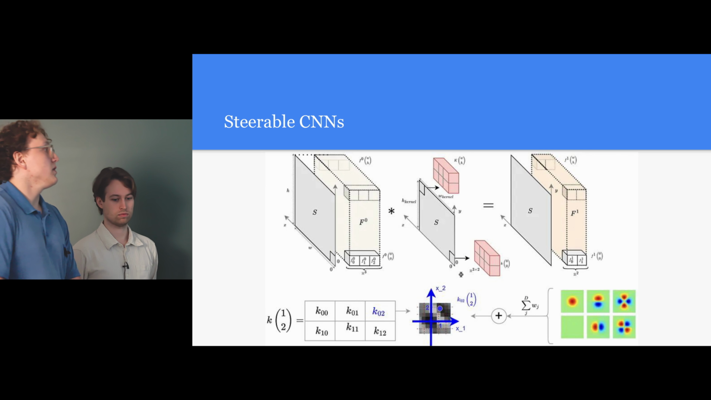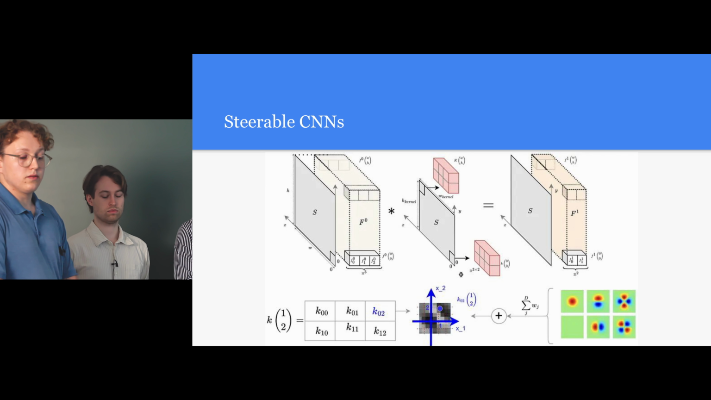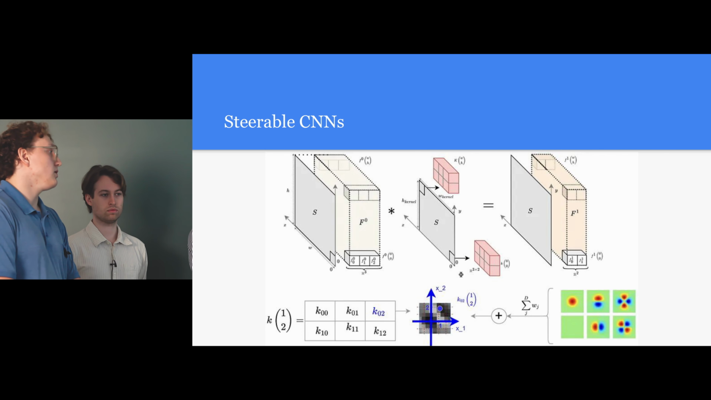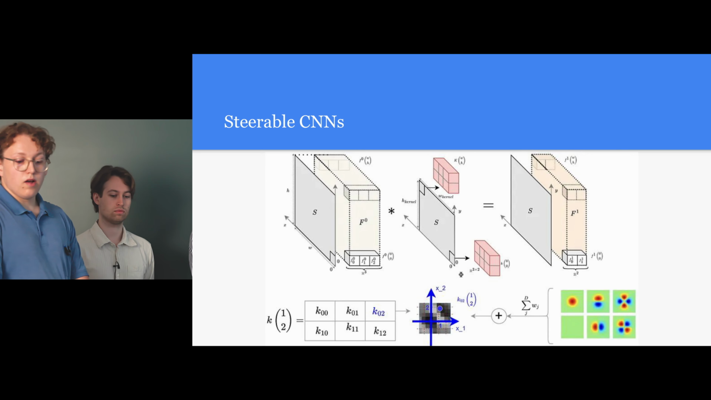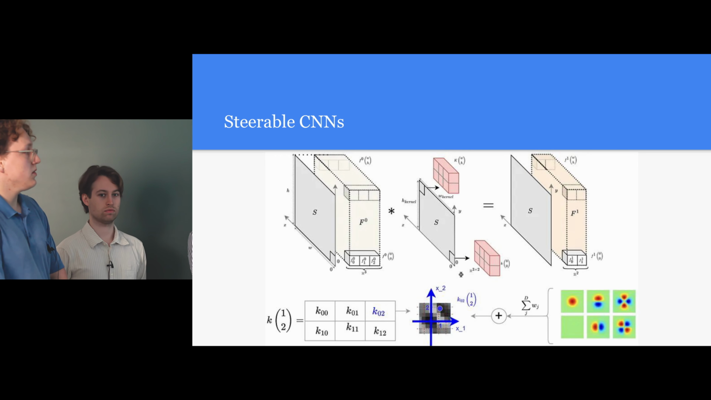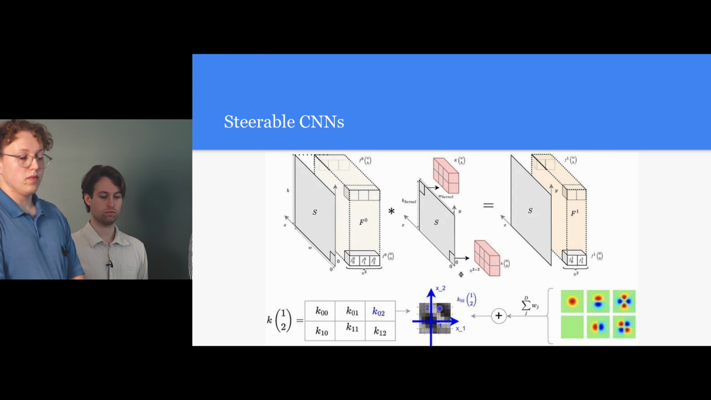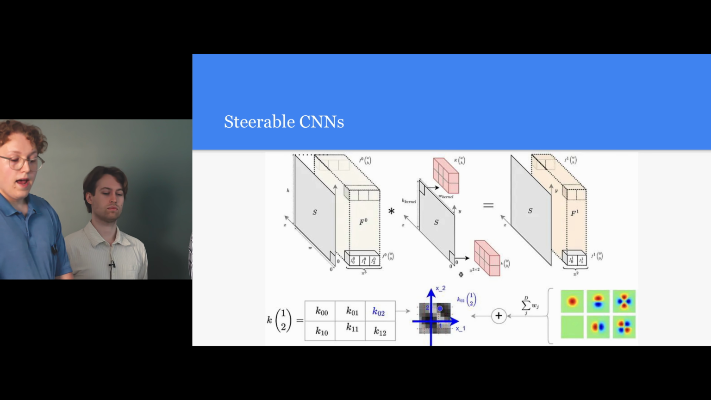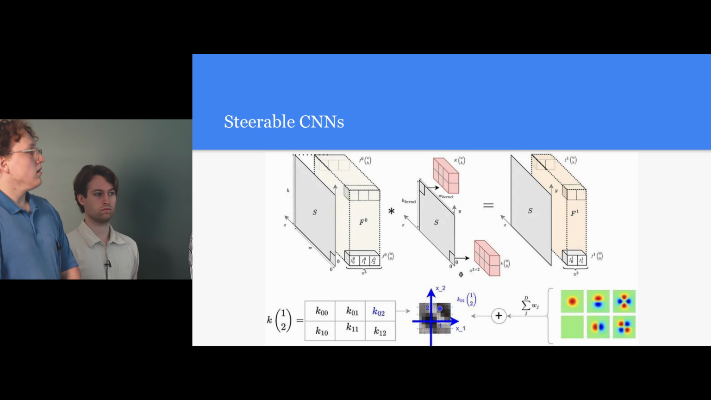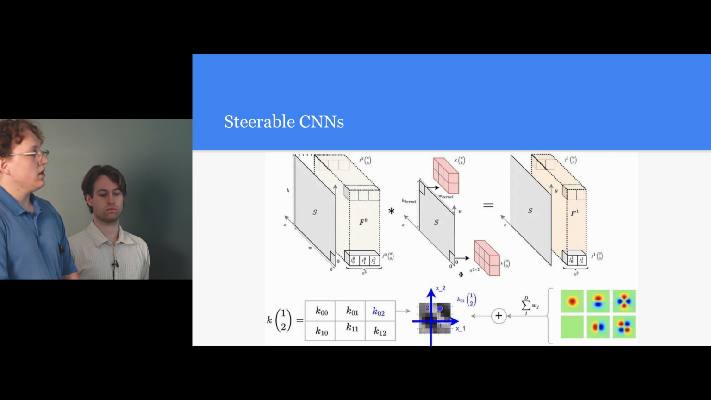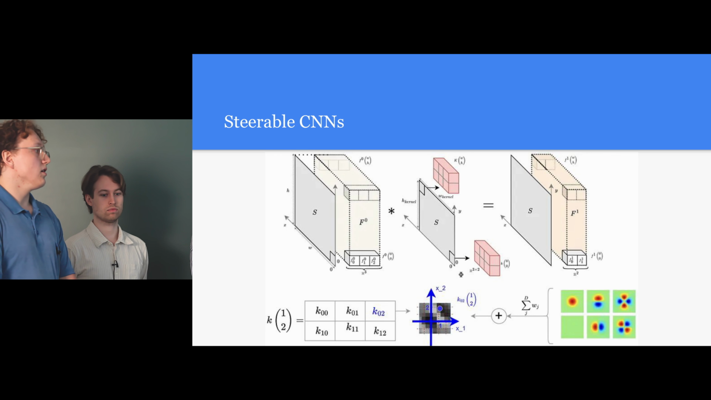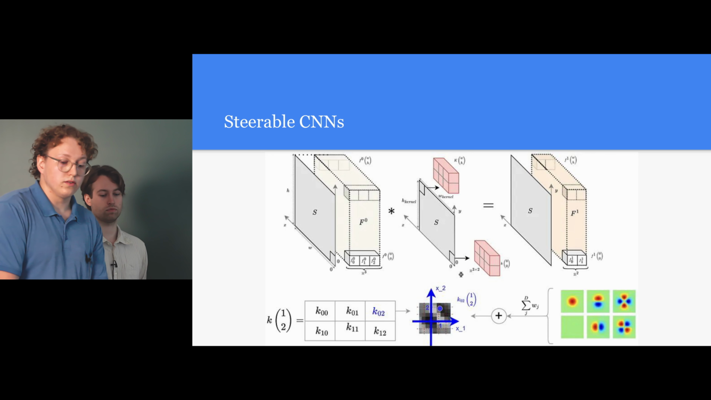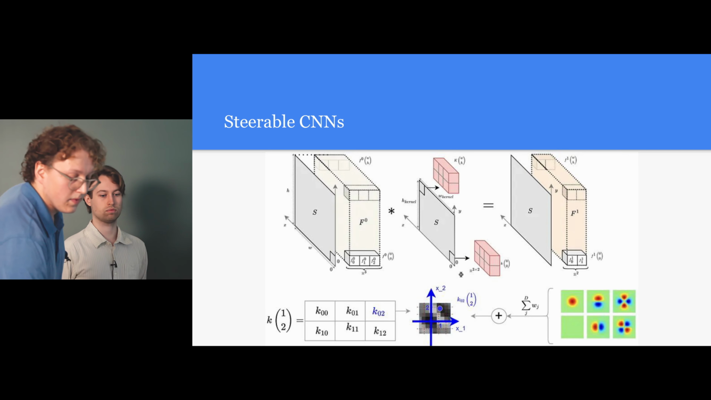Another difference between steerable convolutions and regular convolutions is that the kernel which we apply is given by a linear combination of learned parameters, which we can see in the bottom right corner, with pre-computed kernel bases, which are known to preserve equivariance on this feature field.